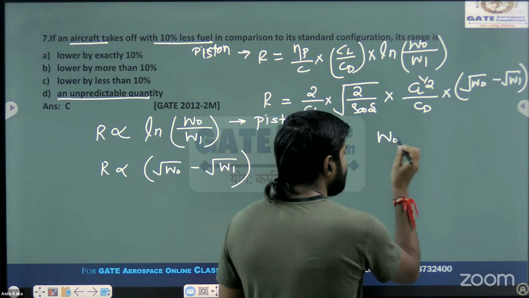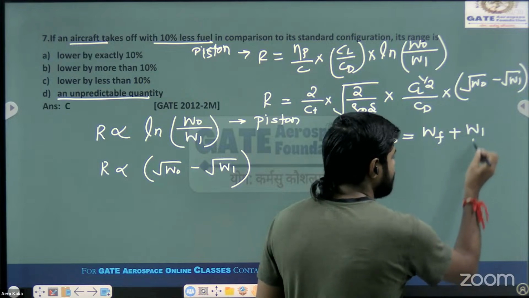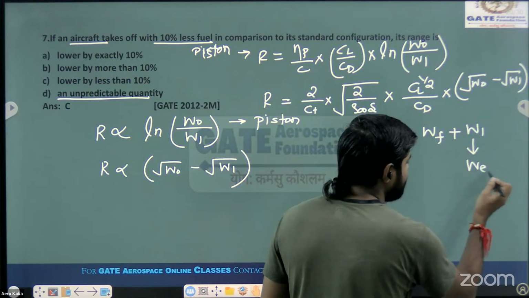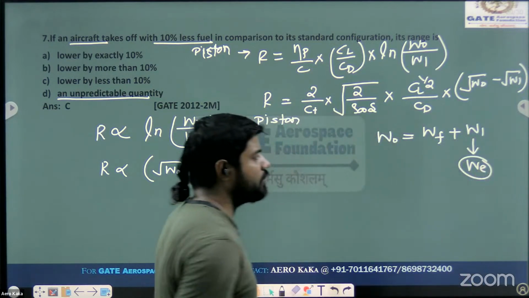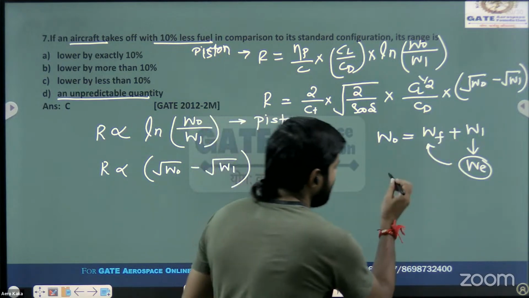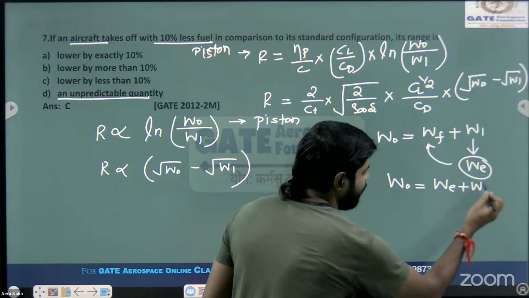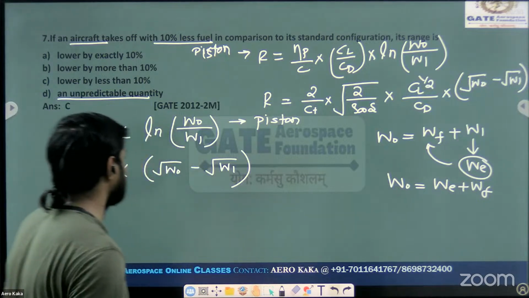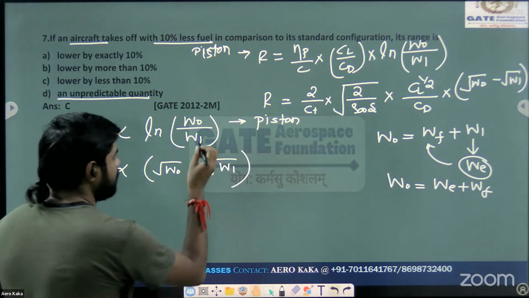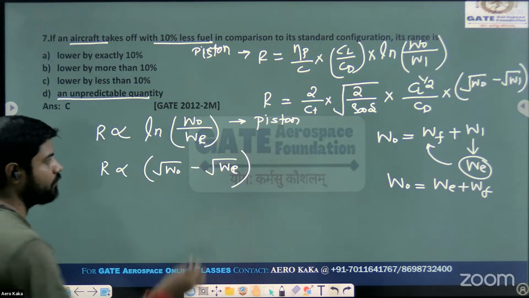Now, what is this W1? This W0 is made up of WF plus W1. This W1 is the weight of the aircraft except the weight of the fuel, which we are considering as WE. So I'm writing here W0 is equal to WE plus WF. So here this is WE and this is also WE.